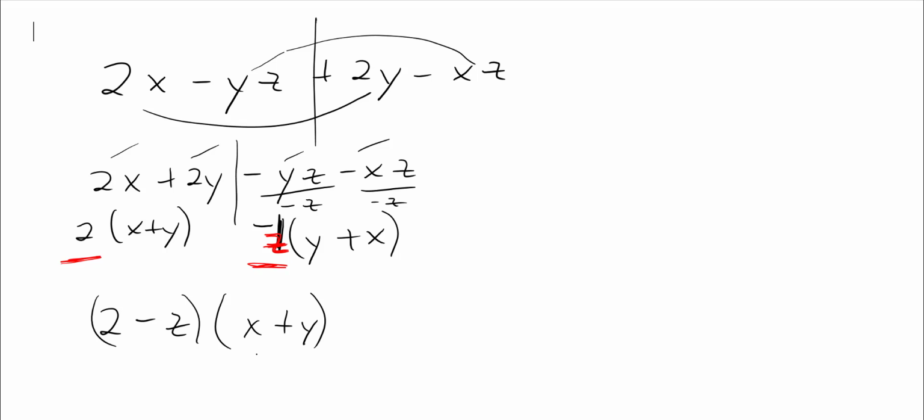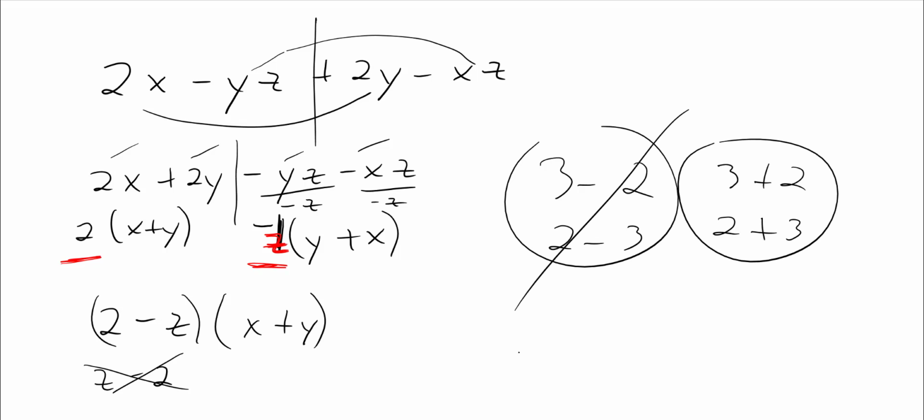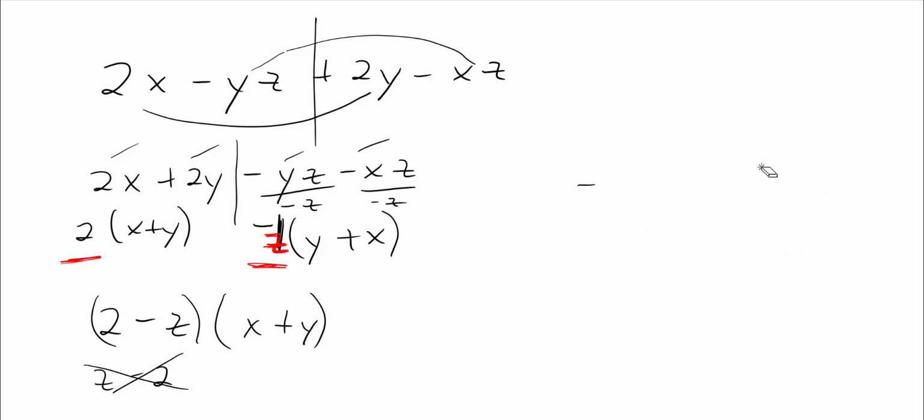Now again, that could be y plus x. This can't be z minus 2 though. That's different. It's like saying 3 minus 2 is not the same thing as 2 minus 3. But if it's 3 plus 2, that's the same thing as 2 plus 3. That is not the same.